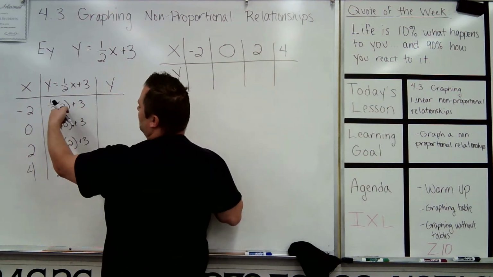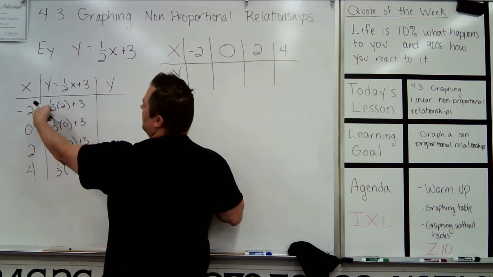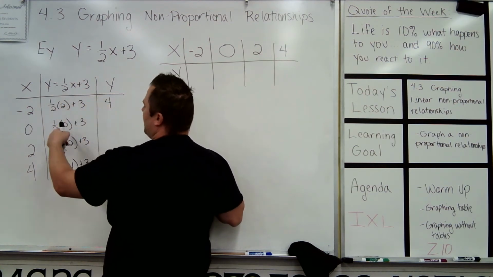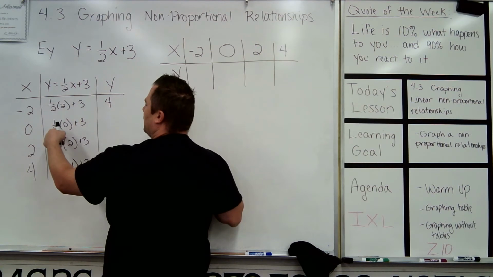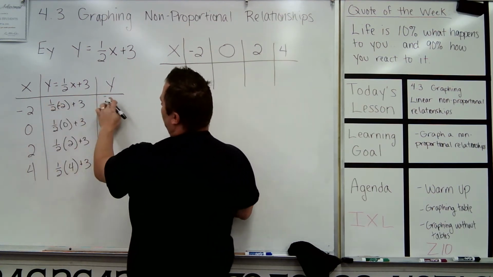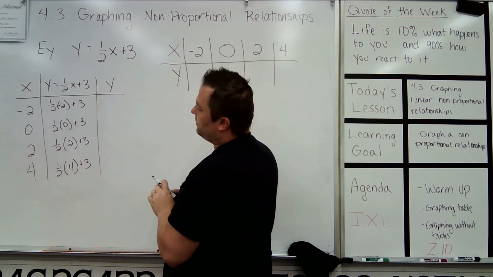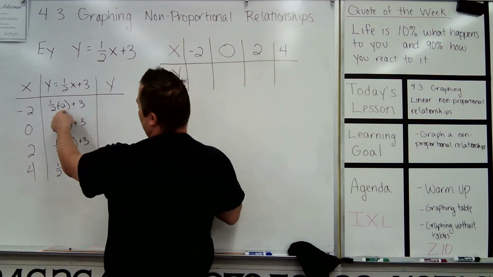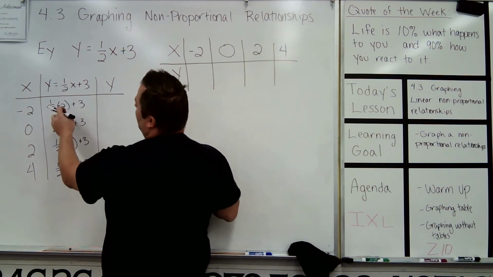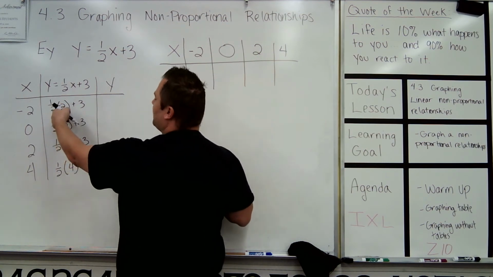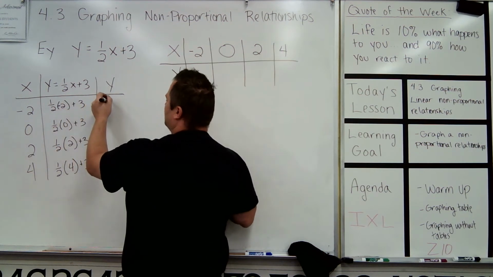Half of 2 is 1. So 1 plus 3 is 4. Excuse me, I made a mistake. Let's remember, this is -2. Let's be clear, this is -2. I caught my mistake early. Don't punish me. This is a -2. So 2 times 1/2 is 1, but -2 times 1/2 is -1. -1 plus 3 is 2.